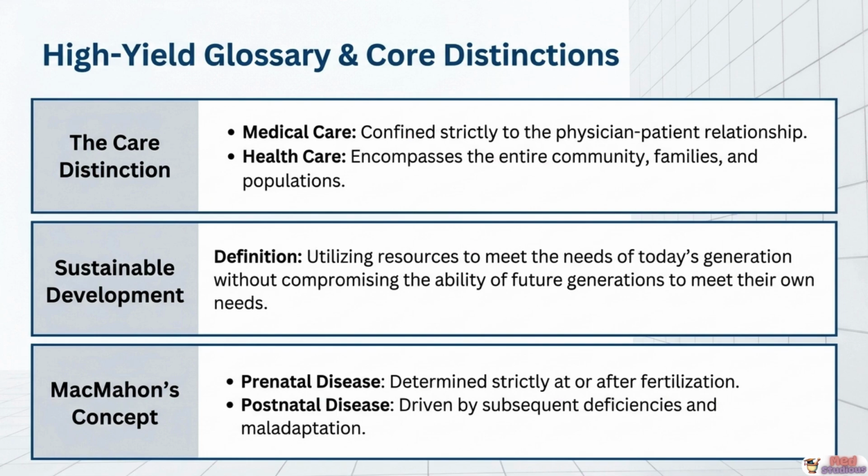The third is McMahon's concept of prenatal versus postnatal disease. Prenatal disease is strictly determined at or after fertilization. It arises from genetic, chromosomal, or developmental factors acting from conception onward. Postnatal disease is driven by subsequent environmental deficiencies, infections, nutritional inadequacies, and maladaptation occurring after birth.